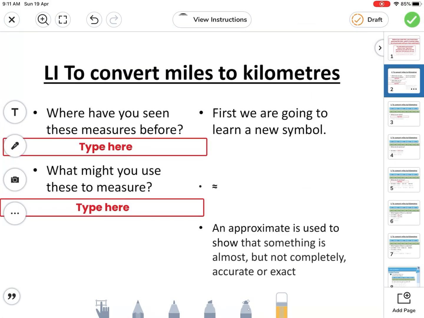Hi Year 6, this is the maths marking review for the lesson to convert miles to kilometres. Now your Seesaw answer sheets might look slightly different, but the answers will be the same.